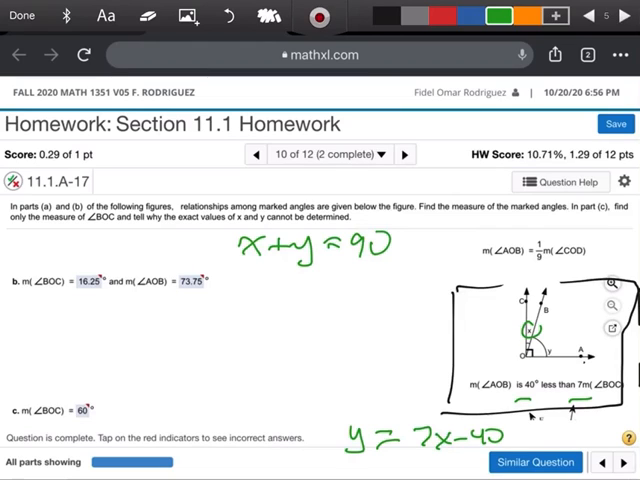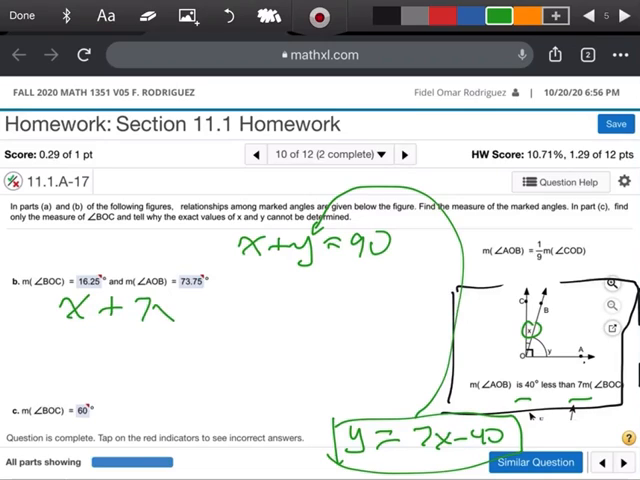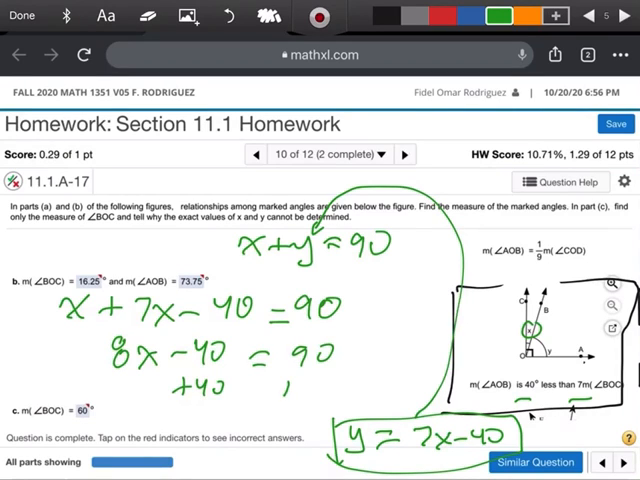All right, so now let's put them together. I'm going to just do a little substitution. I'm going to take this Y and plug it in over here. So that's going to give me X plus 7X minus 40 equals 90 degrees. So this is 8X minus 40 equals 90 degrees. So I'm going to add 40 to both sides. And we'll end up with 8X.